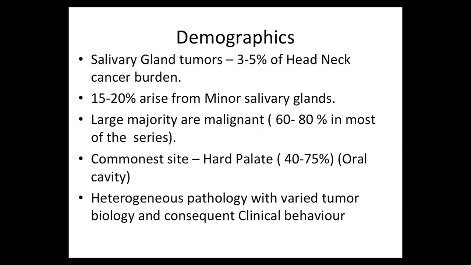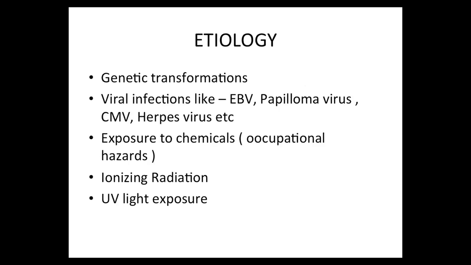So, coming to demographics, salivary gland tumors comprise about 3 to 5% of head and neck cancer burden. 15 to 20% of the salivary gland tumors are minor salivary gland tumor cancers. Large majority are malignant, about 60 to 80% in most of the series. The commonest site is hard palate for oral cavity. Now, this is actually a mixed bag. 24 to 25 malignancies with varied tumor biology and a consequent clinical behavior.